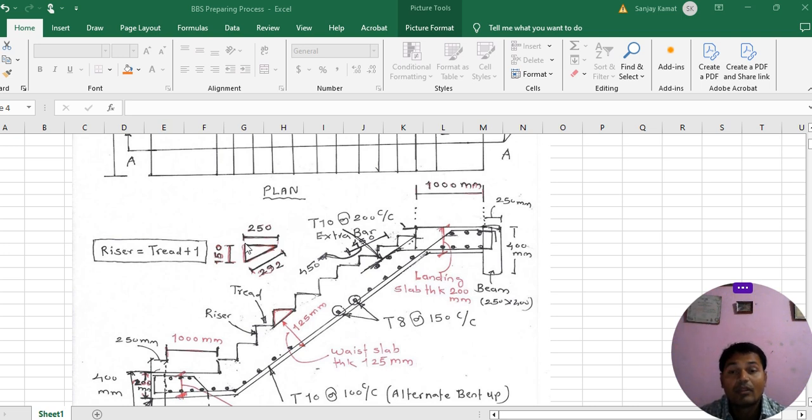we observe we have a triangle. In this step also we have a triangle, in this step also we have a triangle. Every step, every riser and tread, we have a what? A triangle. So in between that, what will we do?